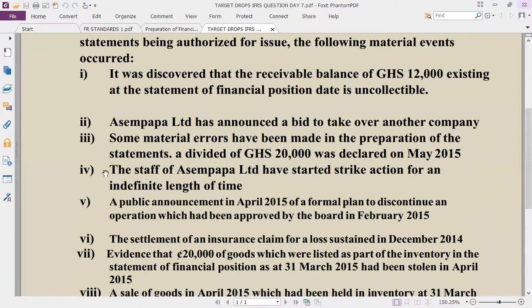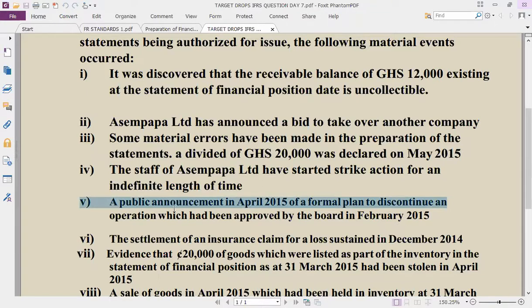Okay, let's go to note 4. The staff of Asambaba Limited have started a strike action for an indefinite length of time. Strike action. Adjusting or non-adjusting? Employees on strike. Is there any indication of their strike before the year end? Non-adjusting. In fact, non-adjusting events. Okay.